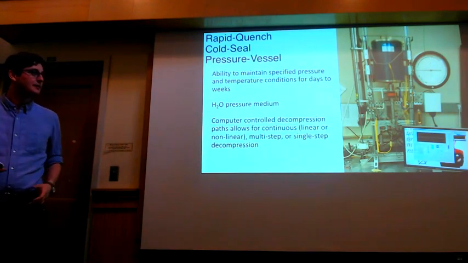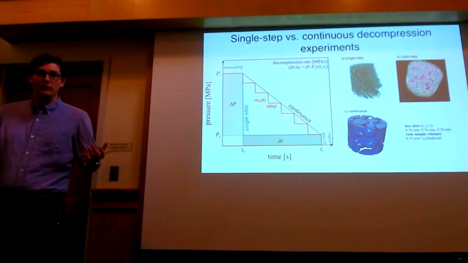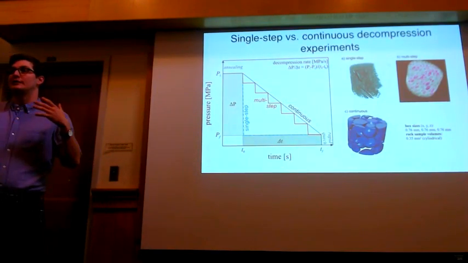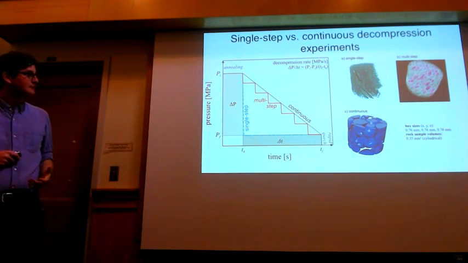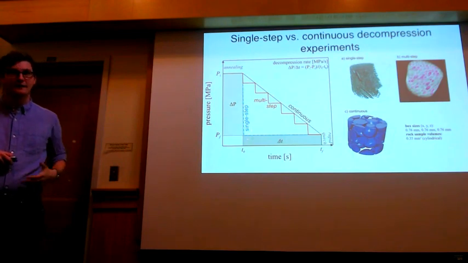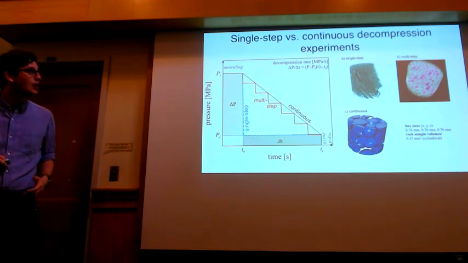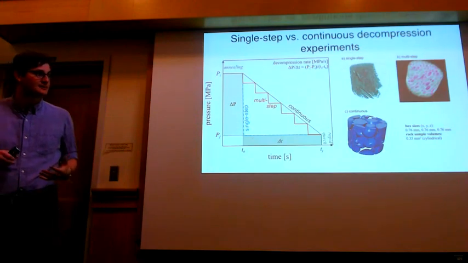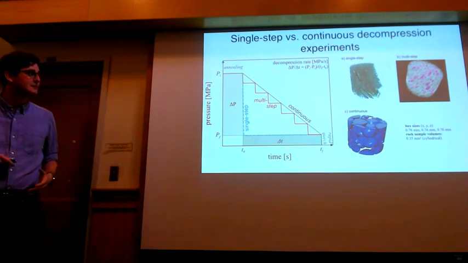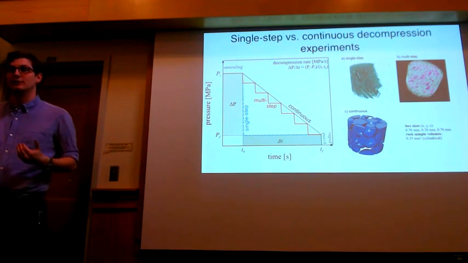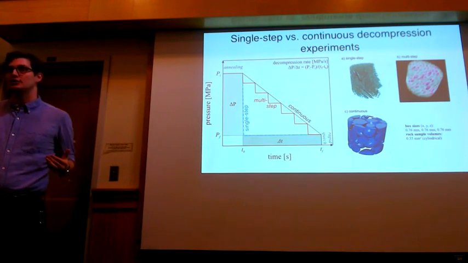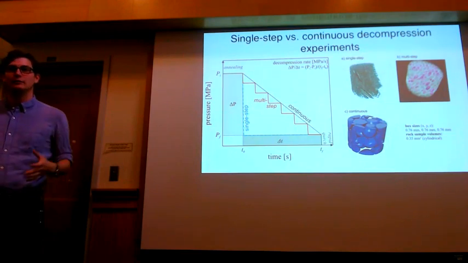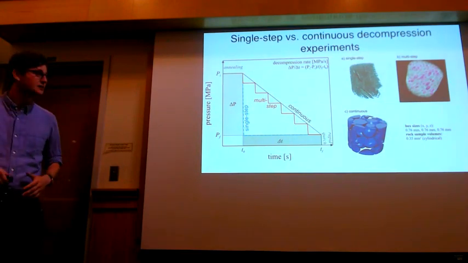And these decompression paths are important for a variety of reasons. So the experiment I showed you before, the Japanese experiment, was a single-step decompression. They started off at one pressure and then fairly instantaneously changed it to another pressure. We really wanted to look at these continuous paths, and that's important for two main reasons. Continuous decompression will change your equilibration time. As you are dropping your pressure, if you're allowing it to diffuse while you're dropping, then you can get a little bit of equilibration even while the pressure conditions are changing. So that's important to look at.